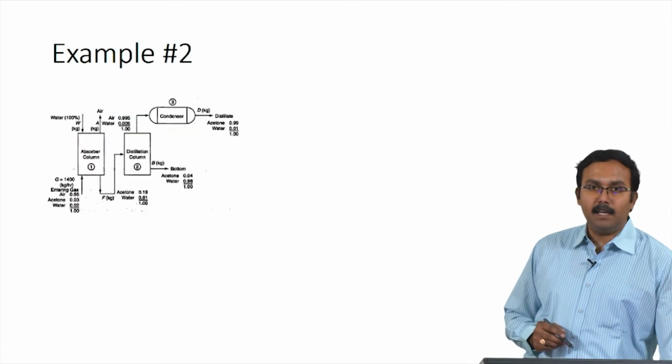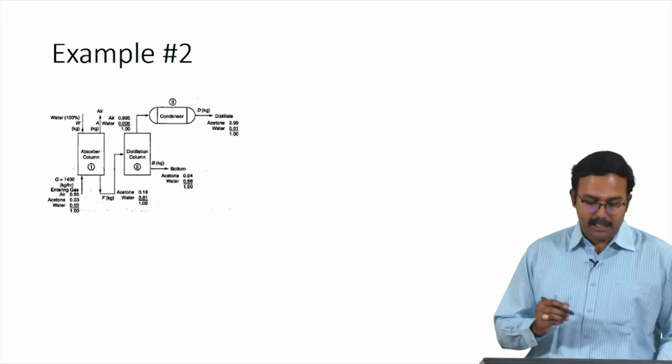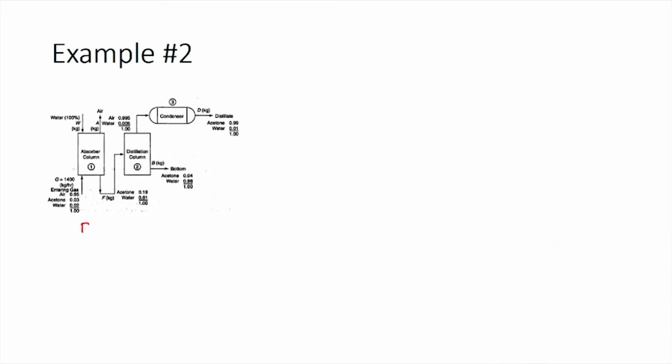As in any material balance problem, the first step is to identify a basis. So, here we will use a basis of 1 hour because the problem statement asks us to calculate the mass flow rates, masses per unit hour. So, we have used 1 hour as the basis, and let us continue with solving the problem. As I explained earlier, we will use unit 1 as the system to start with. We will write a balance for unit 1, which is the absorber column.